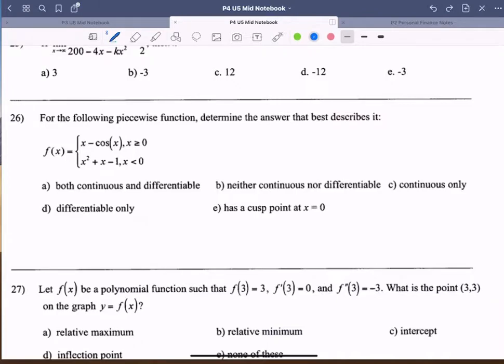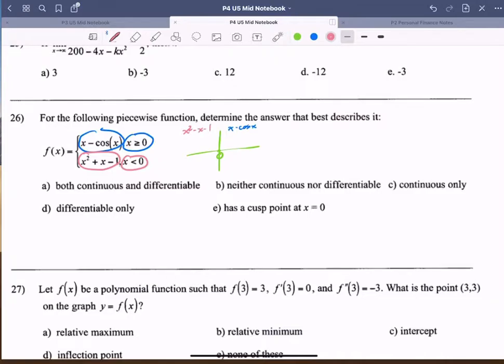So it has two rules. That's what a piecewise function is. It's a combination of rules. So if you were greater than or equal to 0, you use this rule. If you're less than 0, you use this rule. So if I draw my graph, at 0, we have one rule on the right side, x minus cosine x, and another rule on the other side, which is x squared minus x minus 1.